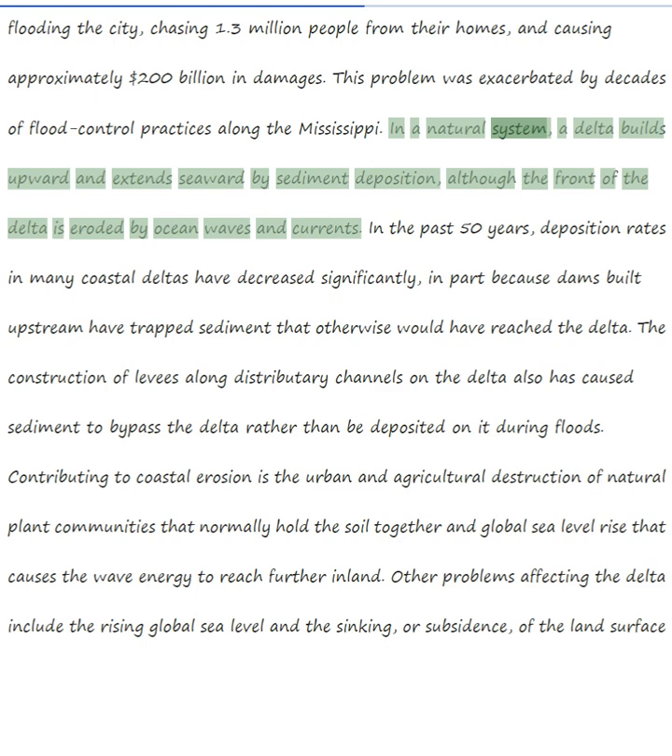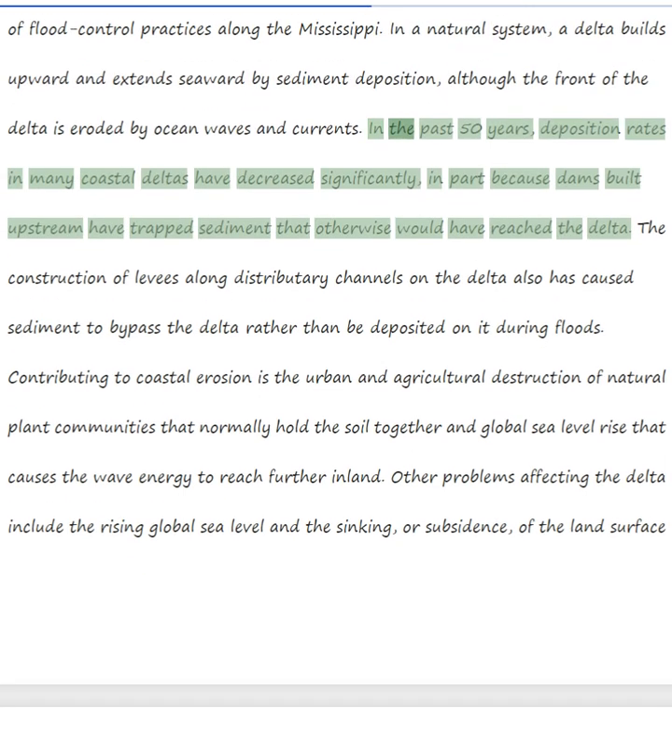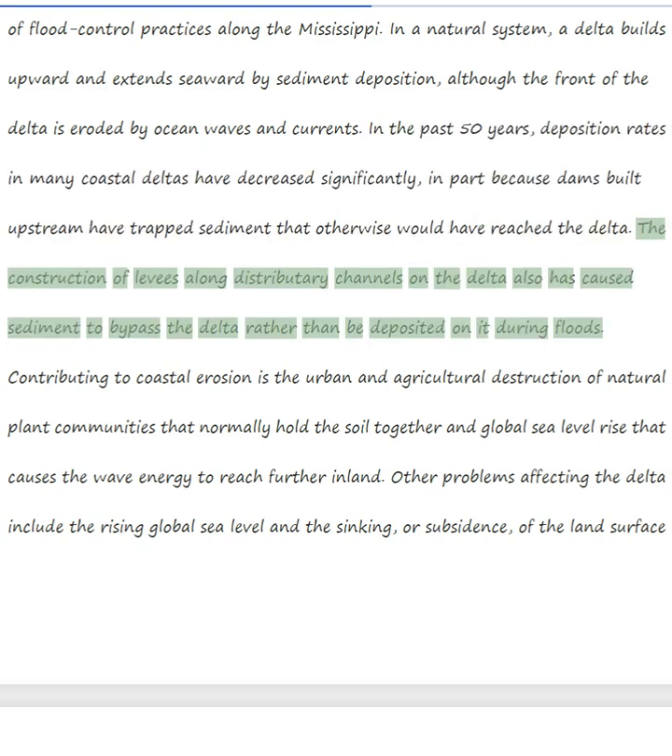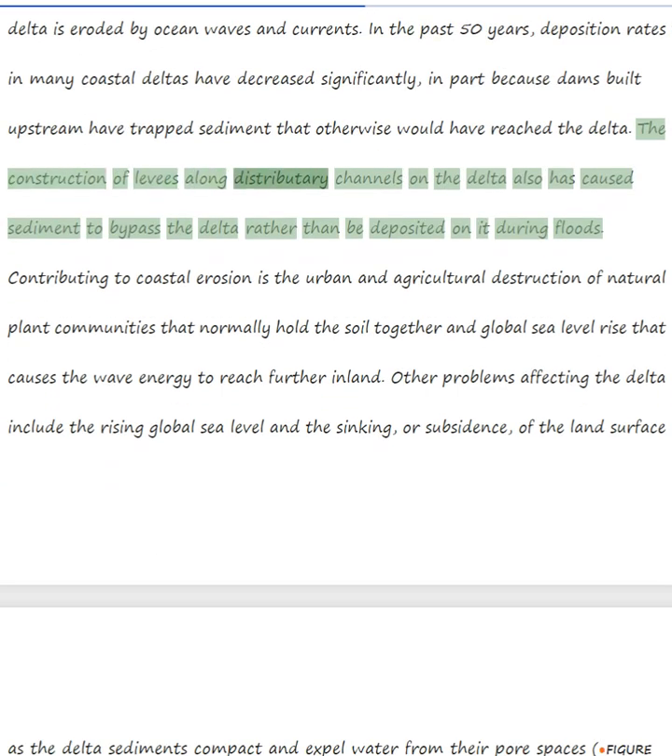In a natural system, a delta builds upward and extends seaward by sediment deposition, although the front of the delta is eroded by ocean waves and currents. In the past 50 years, deposition rates in many coastal deltas have decreased significantly, in part because dams built upstream have trapped sediment that otherwise would have reached the delta. The construction of levees along distributary channels on the delta also has caused sediment to bypass the delta rather than be deposited on it during floods.